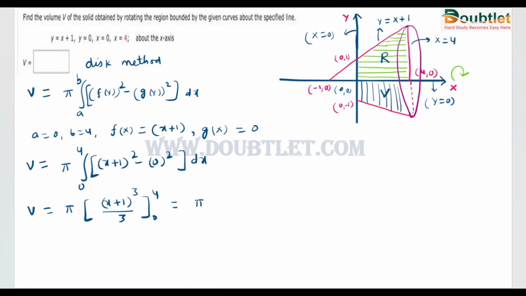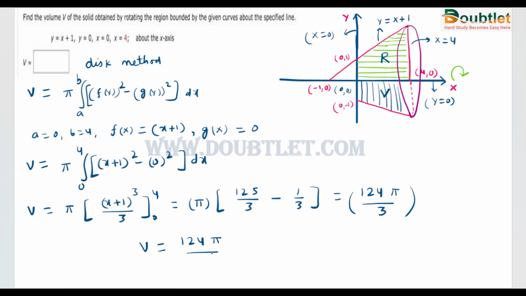So if we will put the upper limit, what we will get? We will get 125 divided by 3, because it will become 4 plus 1, 5 to the whole cube, and then if we will put 0, it will become 1 by 3. So if we will solve this, it will become 124 pi divided by 3, and 124 is not divided by 3 fully, so we will leave it here. So basically the volume of the solid will be 124 pi divided by 3. So it is the volume of the solid, and this is the final answer that we have to put in the box that is given above.